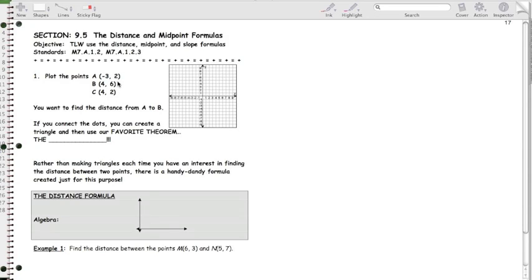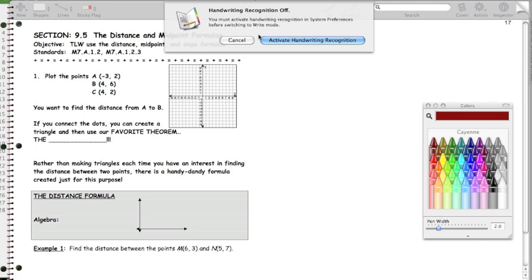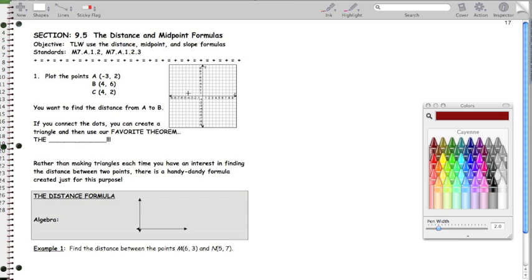Guys, let's take a look at the distance formula and midpoint formulas. First thing I'd like you to do is plot these points like it says. A is negative 3, 2, so that'd be right about there. We're going to label it capital A. B is 4, 6, so 4, 1, 2, 3, 4, 5, 6. And then C is 4, 2.